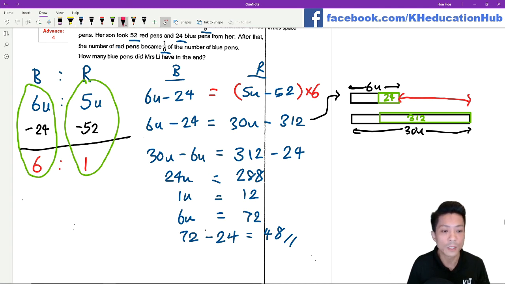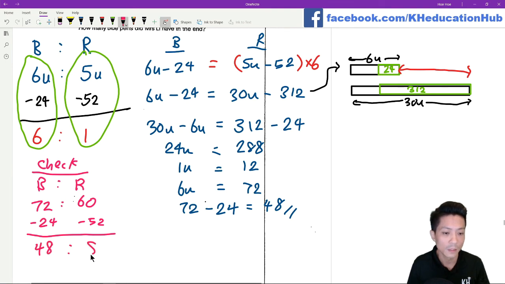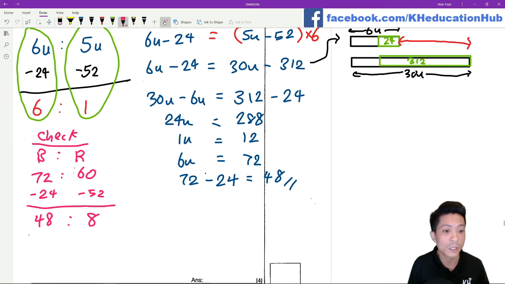For this type of question, you can always do a check to see if you got your answer correct. Blue is to red. We know that the 6 units is 72, so 5 units is 60. You minus 24 and minus 52. You get 48 is to 8, where 48 is to 8, the simplest form is 6 to 1, so it means that your answer is correct.